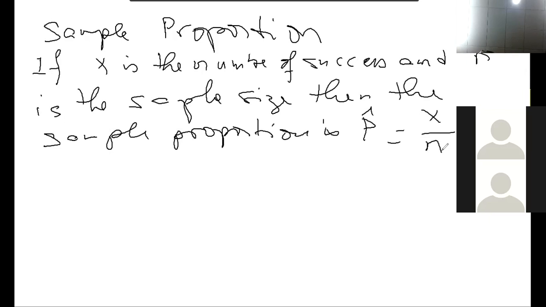For example, if you want the proportion of females in the class, we count the number of people in the class, that is n, and the number of females in the class, that will be x, and the proportion will be x over n. In 6.4, we learned that the sample proportion was a good estimate for the population proportion.